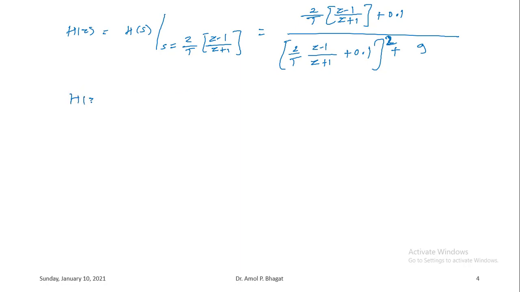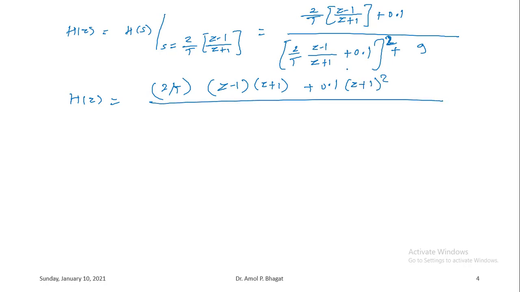Before that I can simplify H of z. Here this is 2 by T, and if I simplify the remaining equation, it will be z minus 1 plus 0.1 times z plus 1, whole upon, because this 0.1 gets multiplied by z plus 1 and the denominator z plus 1 goes into the numerator. Again 2 by T, z minus 1 plus 0.1 z plus 1, whole square, plus 9 z plus 1 whole square, will be there.